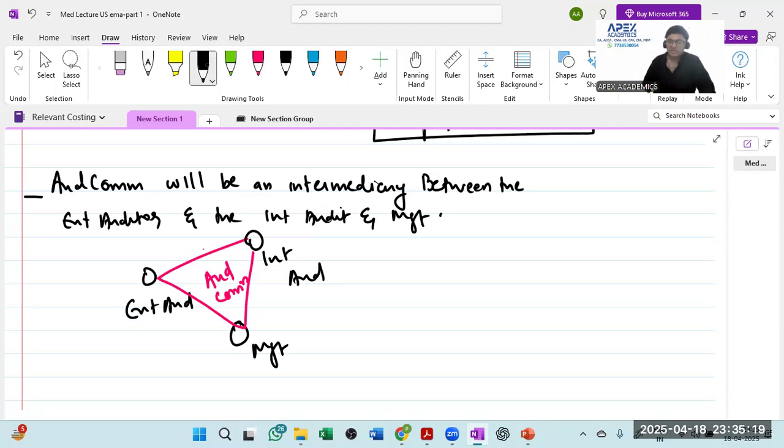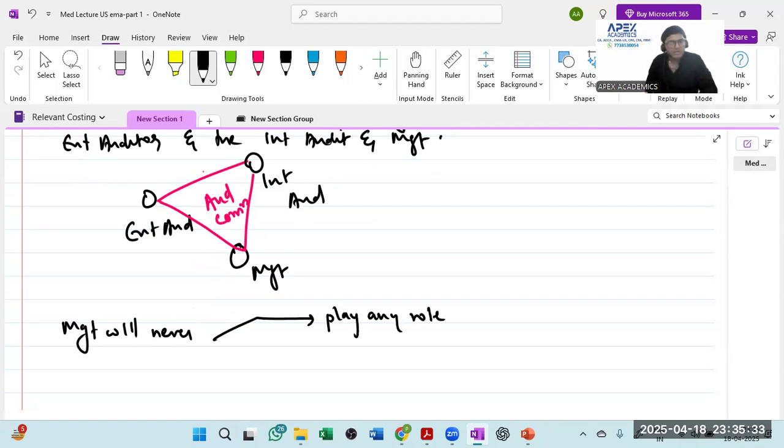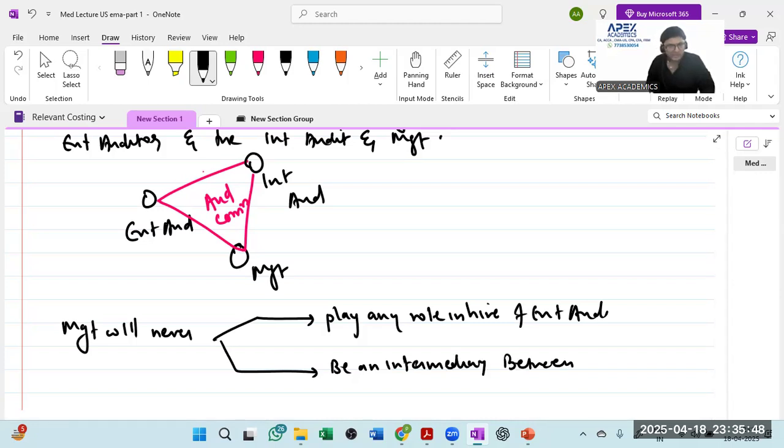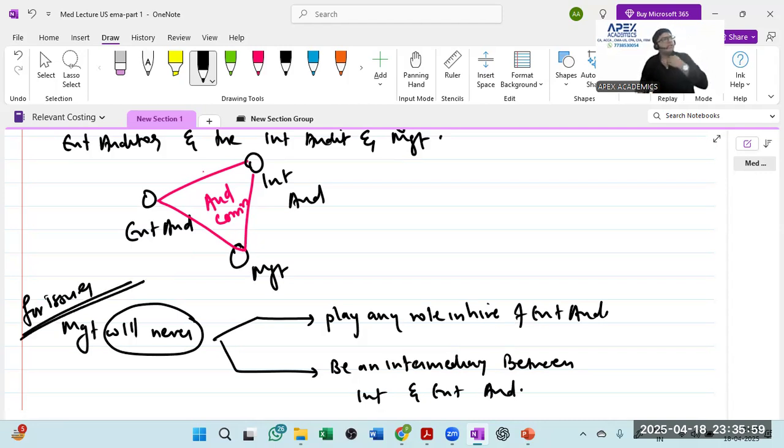Now please try to understand that management will never play any role in the hire of the external auditor. Management will never be an intermediary between internal and external auditors. Management will never be, for an issuer, obviously. Of course, for a private company, it is opposite.